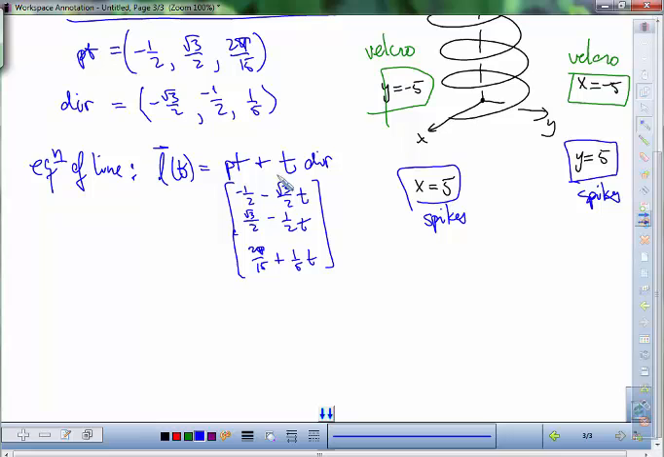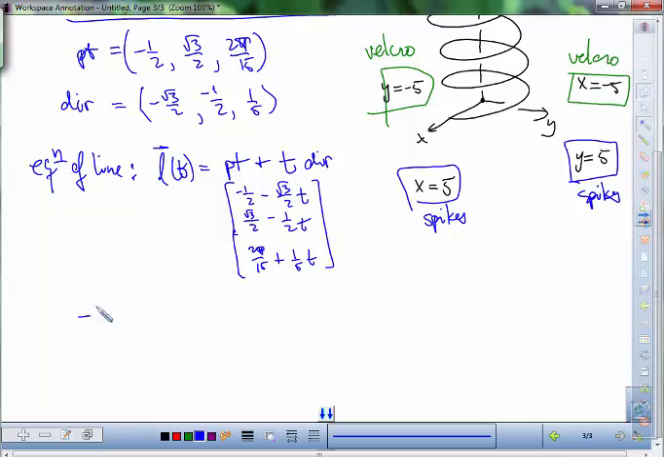I could have written it horizontally, and that just means each component is your x, y, and z, or you can write it vertically, and you can see the components. So we don't care about the z-axis. These are walls infinitely going up and down, but we do care about where it's going to hit. So it's going to hit either at x equals 5 or y equals 5. So the thing to do is to figure out when each of these is equal to 5.